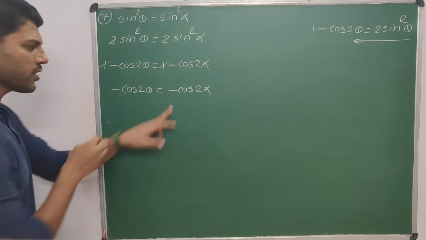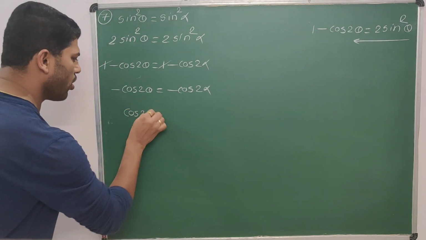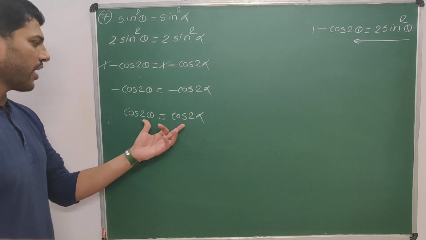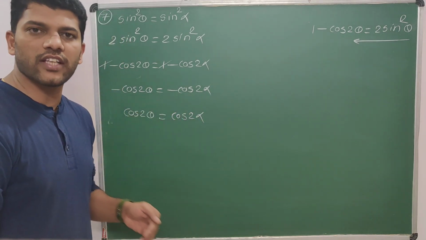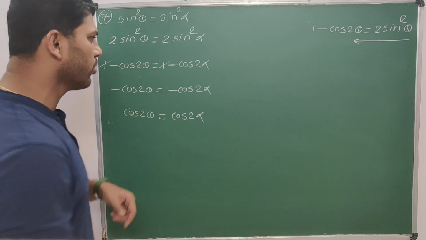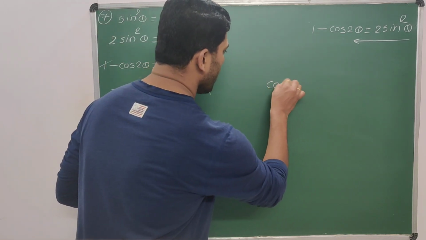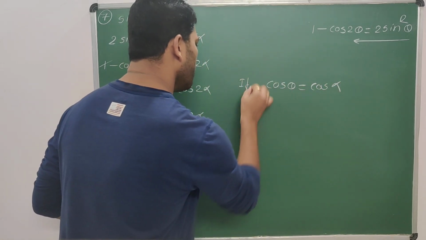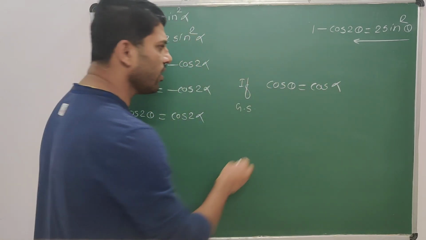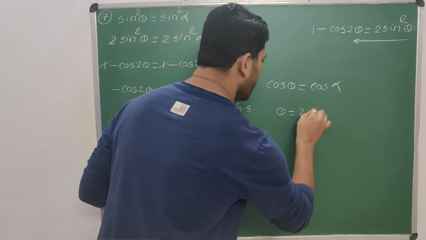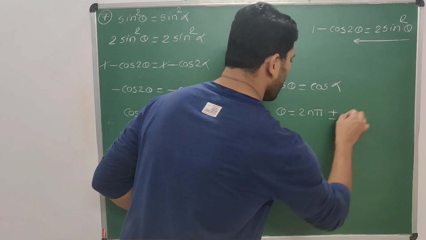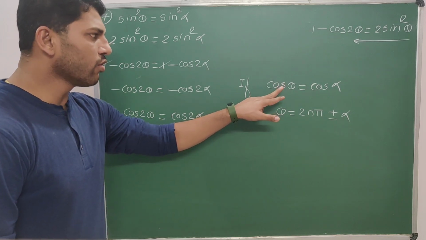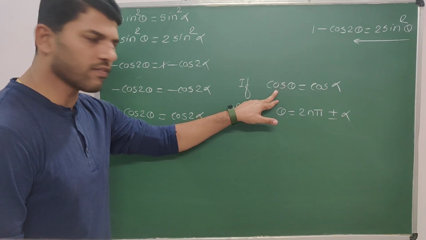Then this minus minus becomes plus. So it's cos 2 theta equal to cos 2 alpha. And this case we already faced in my previous video. See, this one was the case. If cos theta equal to cos alpha, then the general solution is theta equal to 2n pi plus minus alpha. So please watch my previous video to understand this particular case of general solution.